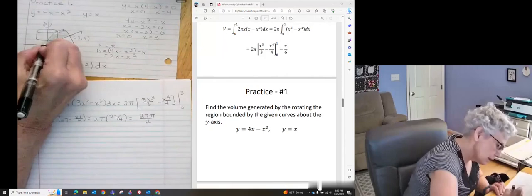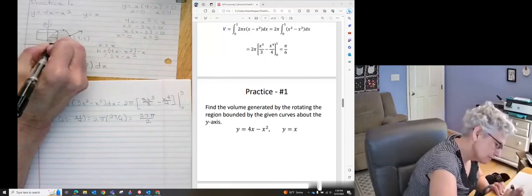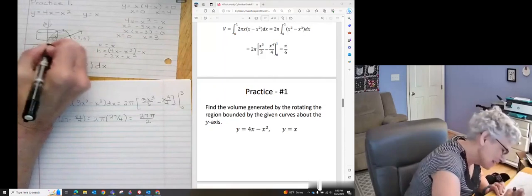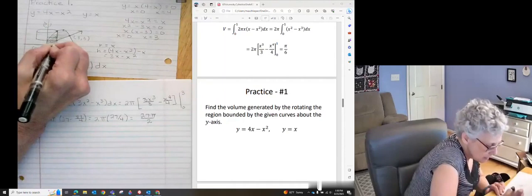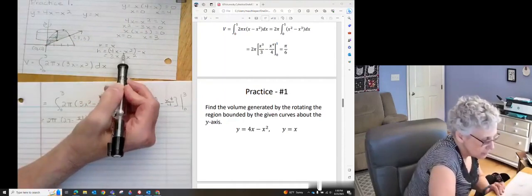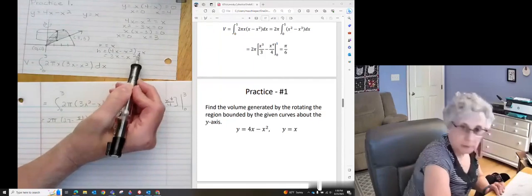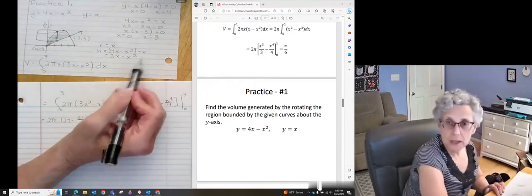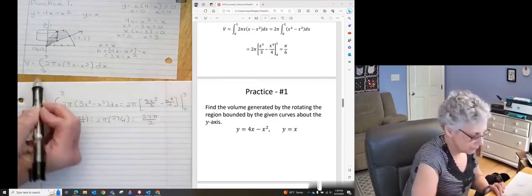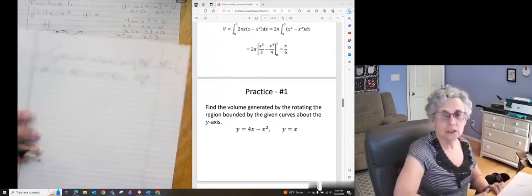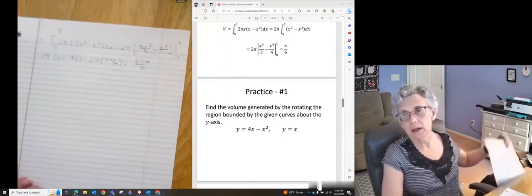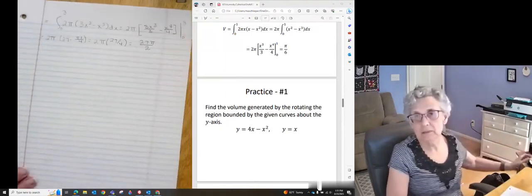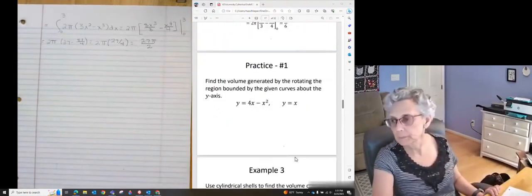And my radius, I went ahead and sketched in. My radius is equal to the x value, and then my height is equal to the parabola minus the line. So 4x minus x squared is the parabola minus the line, y equals x, and I just combined like terms. And then I went ahead and did the integration. I simplified. I added 1 to the exponent, divided by the new exponent, and I ended up with 27 pi over 2.